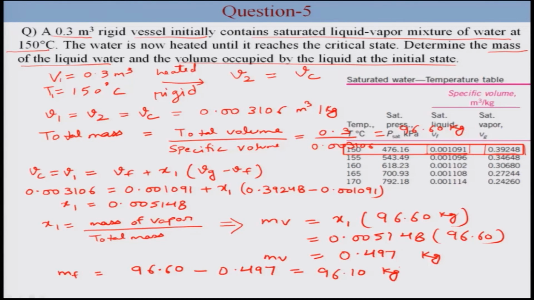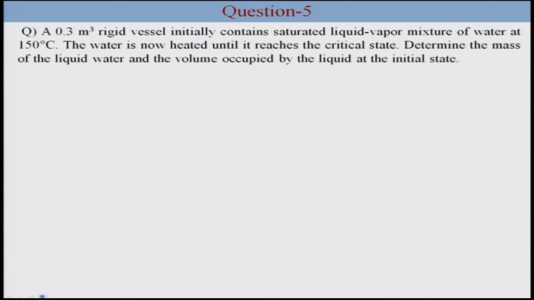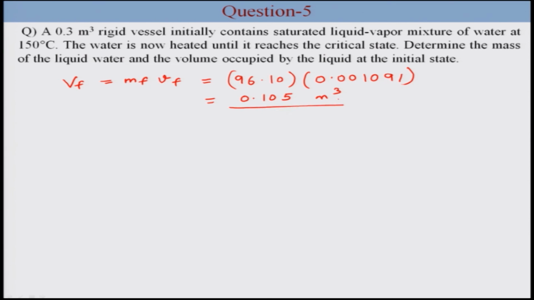So, now we know the mass of liquid water in the system. To calculate the volume occupied by the liquid, Vf is equal to mass of the liquid into specific volume of the liquid. So, mass of liquid is 96.10 and the specific volume of the liquid is 0.001091. So, this is equal to 0.105 meter cube. So, this is the initial volume occupied by the liquid.